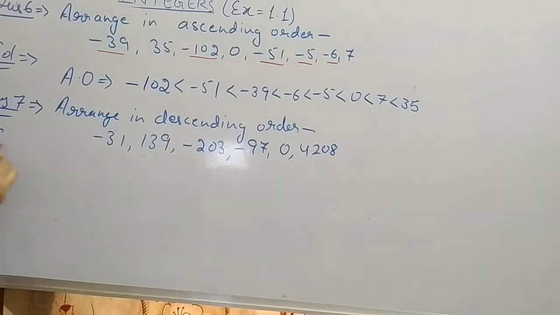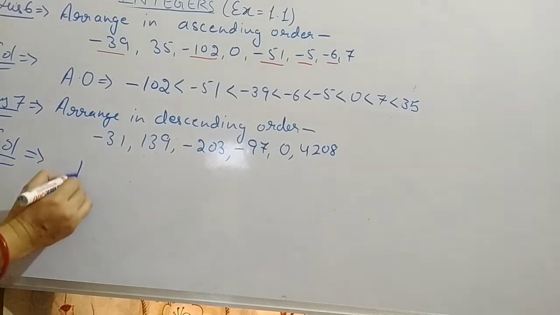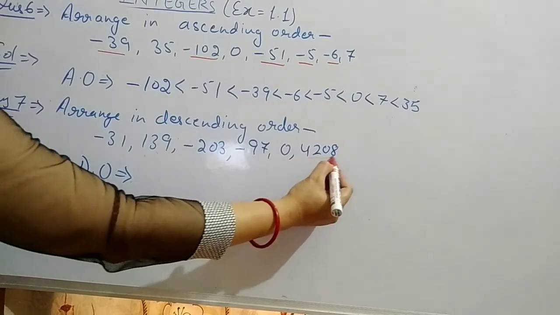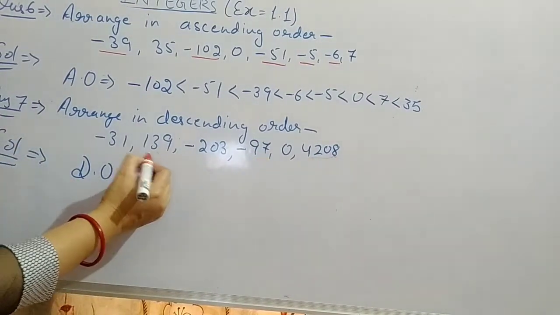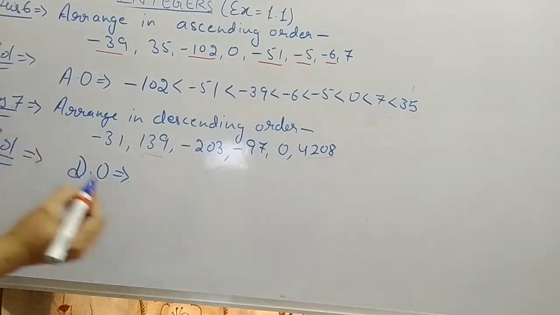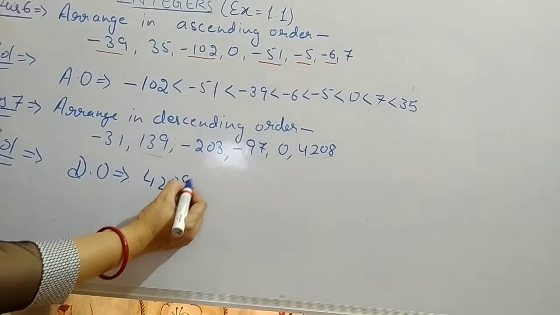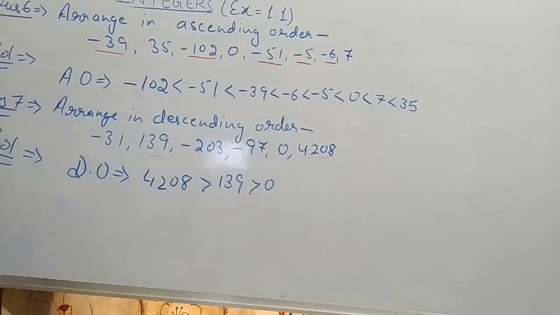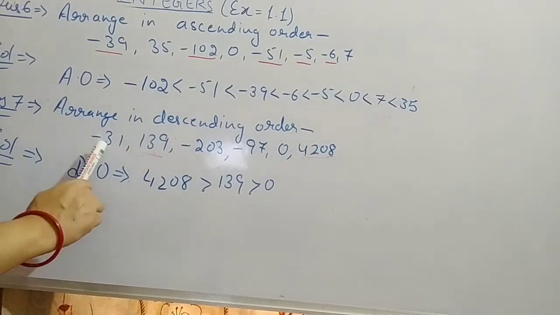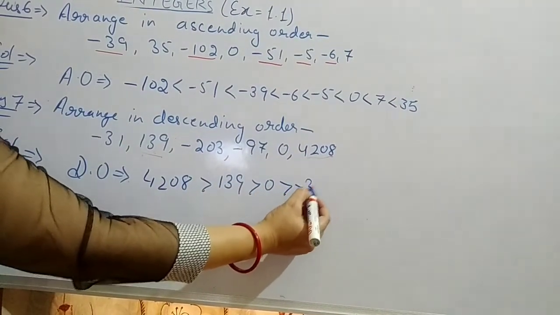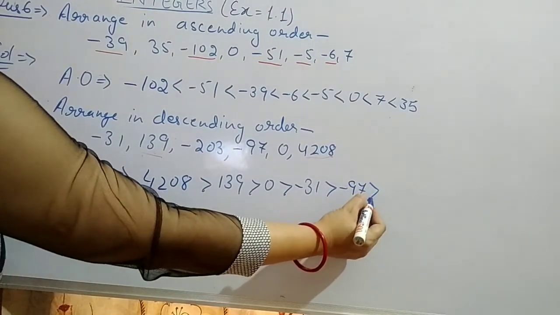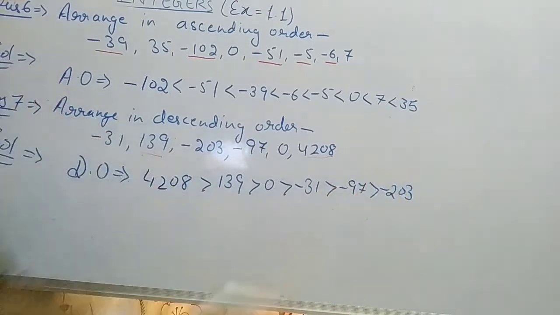So descending order means we have to arrange from big to small number. So first go for the positive integers because positive integers are greater than negative integers. So we have 4208 and then 139, these two. So from these two number 4208 is greater. Then next 139, after that 0 will come. Then go for the negative integer. From negative integers now minus 31, then minus 97, and at last minus 203.